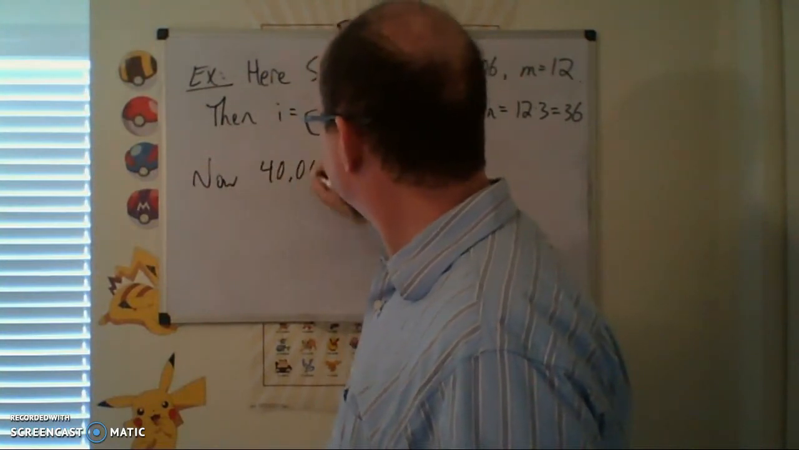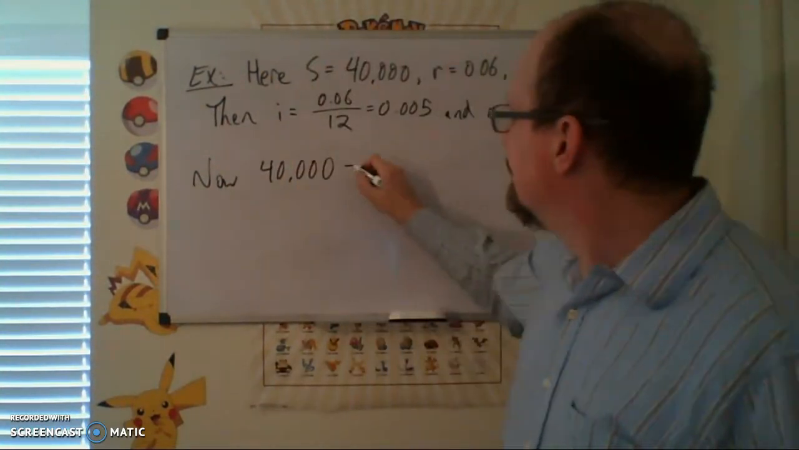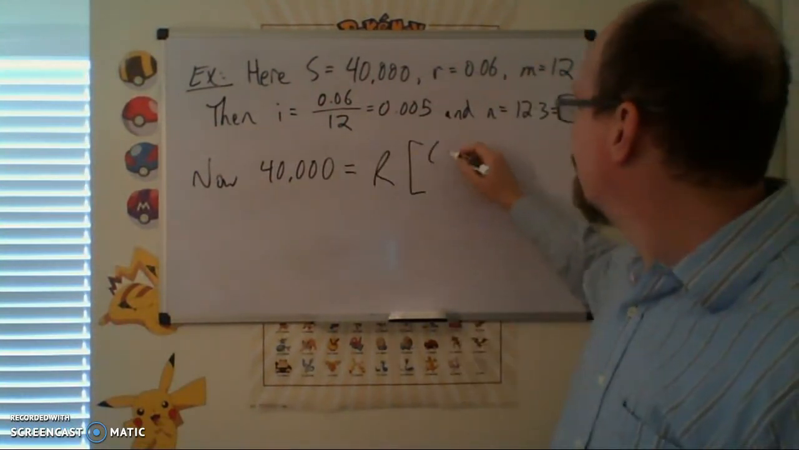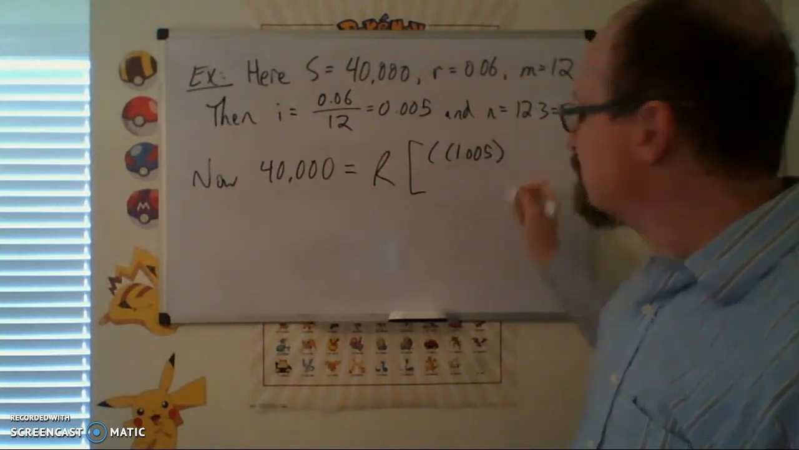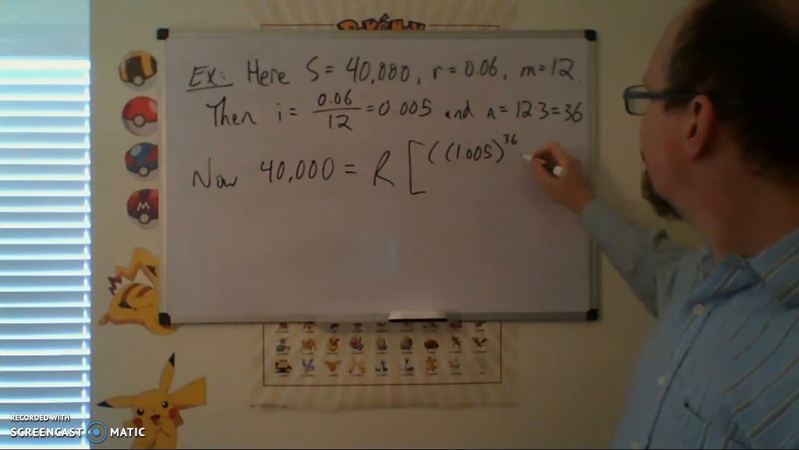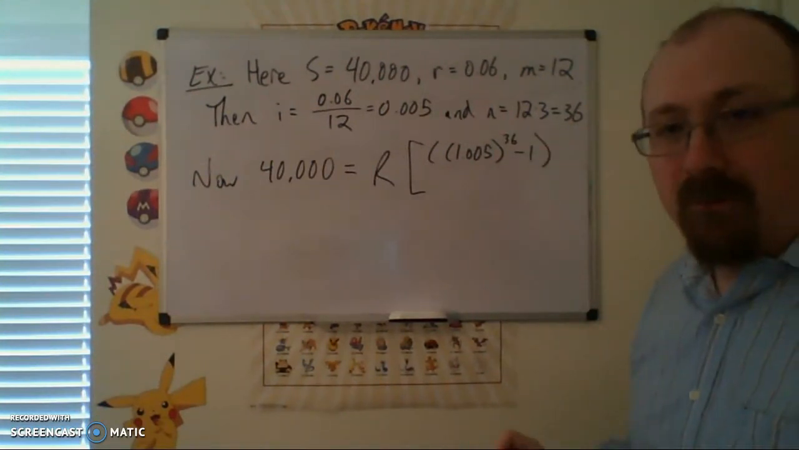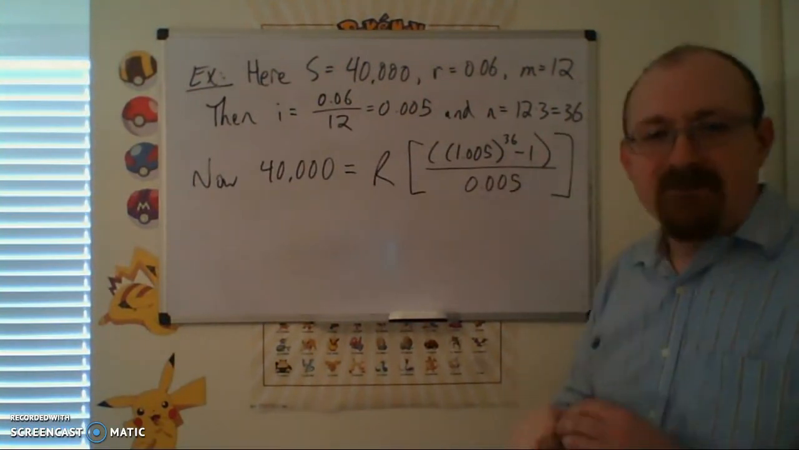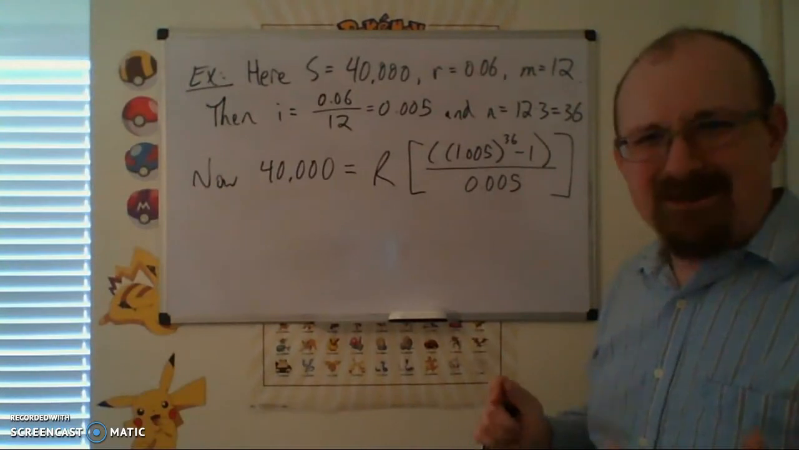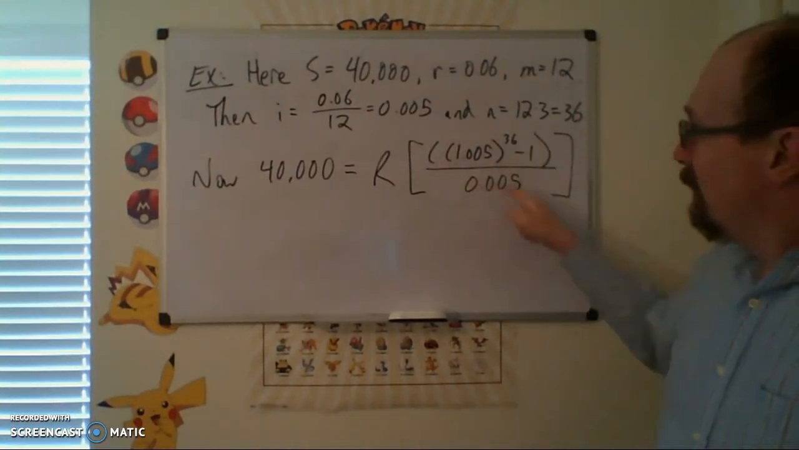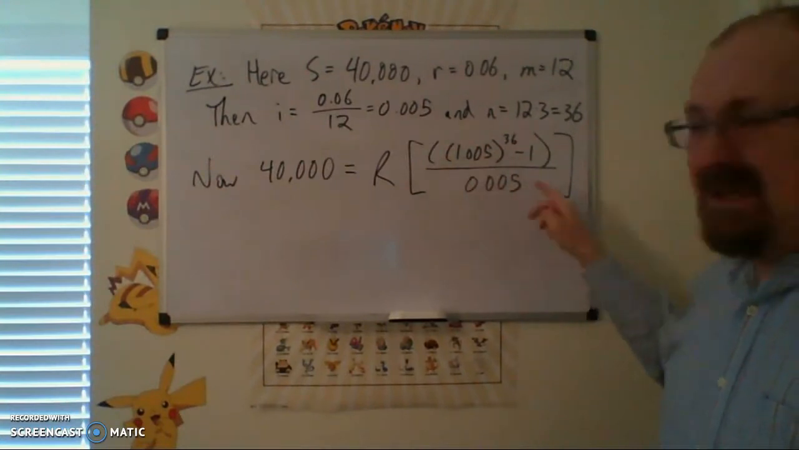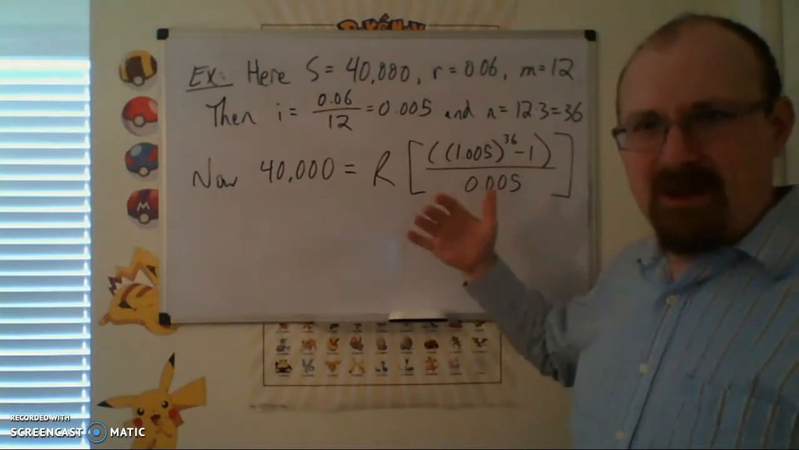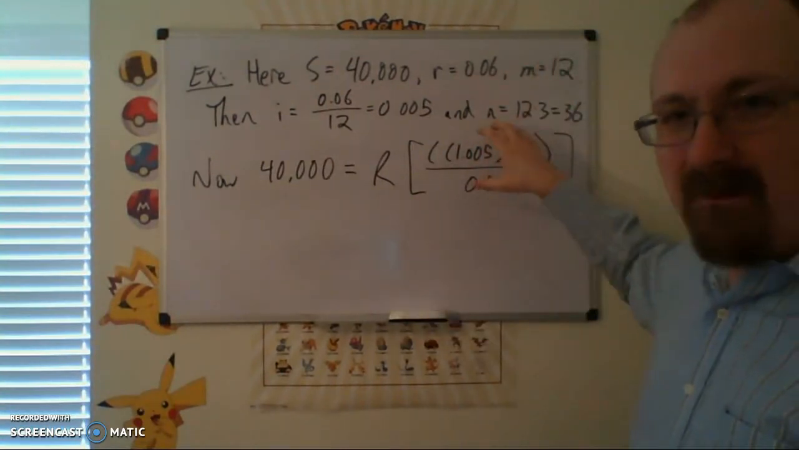So now 40,000 is our S. We don't know R, but we can fill in all of the stuff in our brackets for our future value formula. So 1 plus I is 1.005 to the 36th power. We subtract 1, close up the numerator parentheses. Underneath, we just have I. All right, so this looks a little more complicated, but it turns out it's not all that bad, because we can work all of this stuff out. This is really just at the moment a gross-looking number. So you can pop all that into your calculator or do it in easy stages, whatever. We can get a number for these brackets.